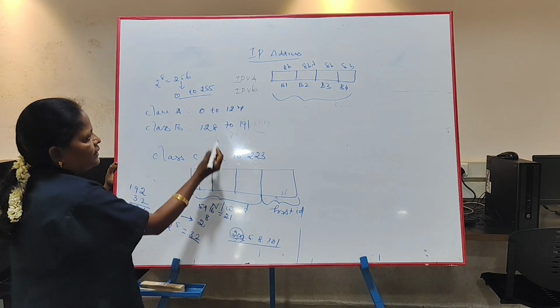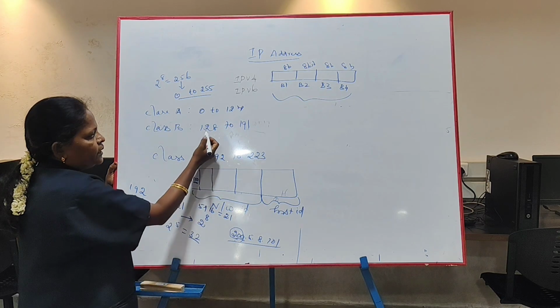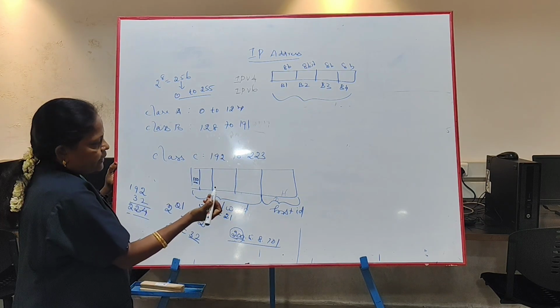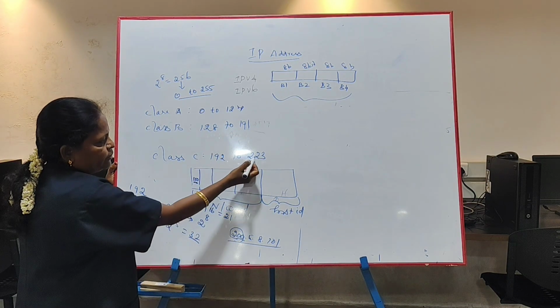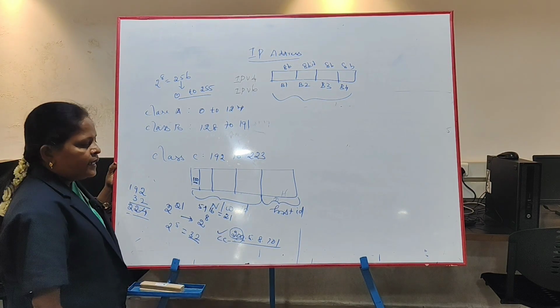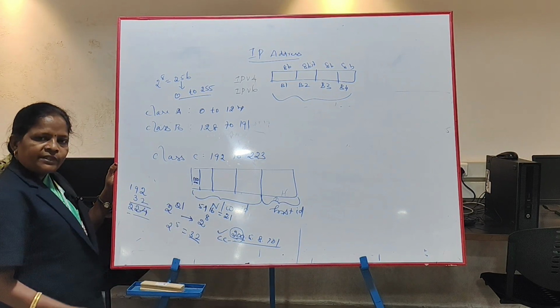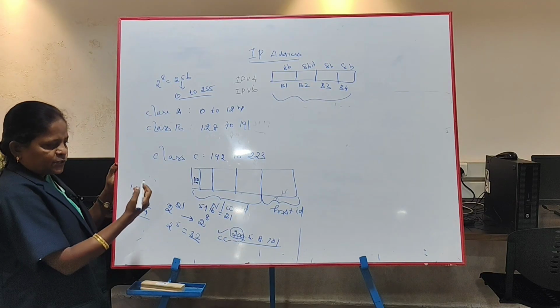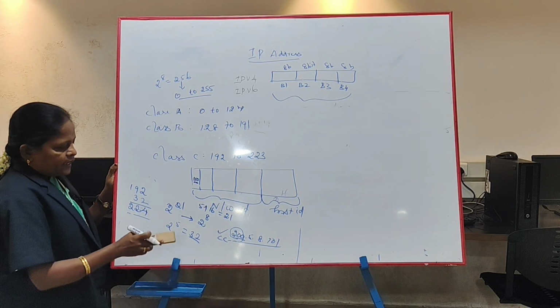Does it lie between 0 to 127? No. 128 to 191? No. 192 to 223? Yes. So the given IP is class C. In this way only, you should identify whether it comes under class A, class B, or class C. The next one is class D.